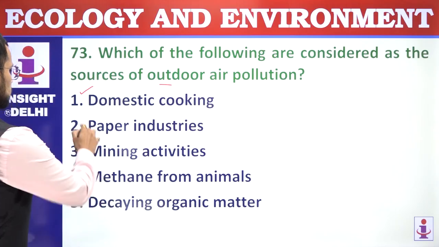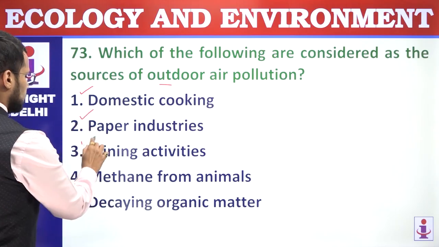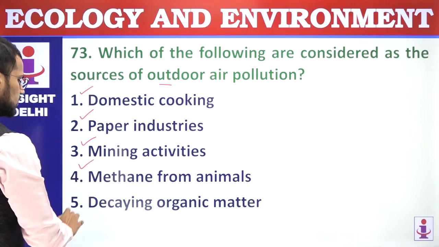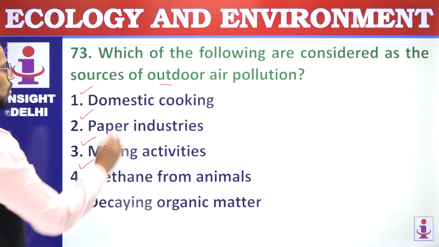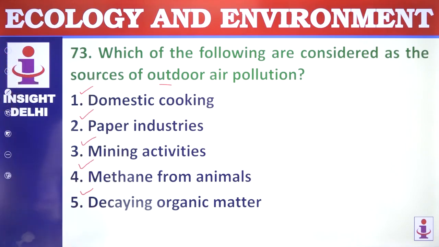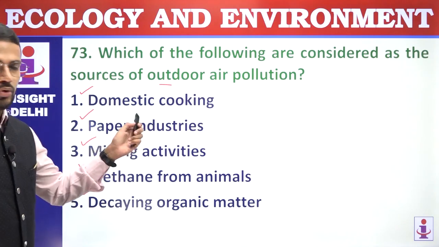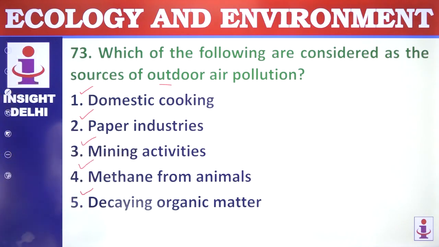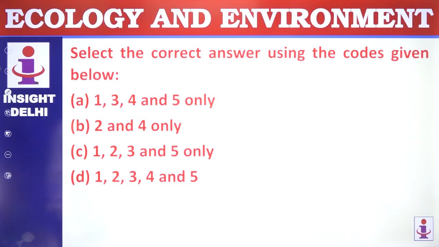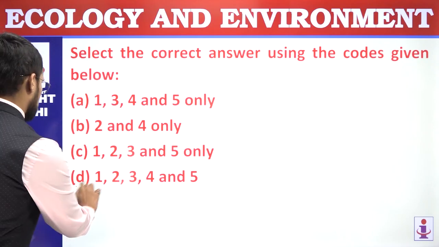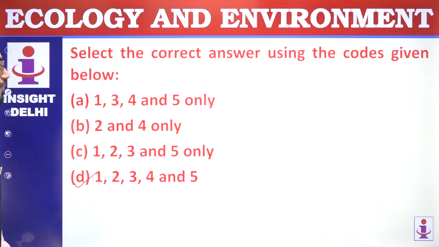Second, paper industries, yes. Mining activities, methane from animals and decaying organic matter. All these can be considered as sources of outdoor air pollution. So the answer should be 1, 2, 3, 4 and 5, which is mentioned in option D. 1, 2, 3, 4 and 5.